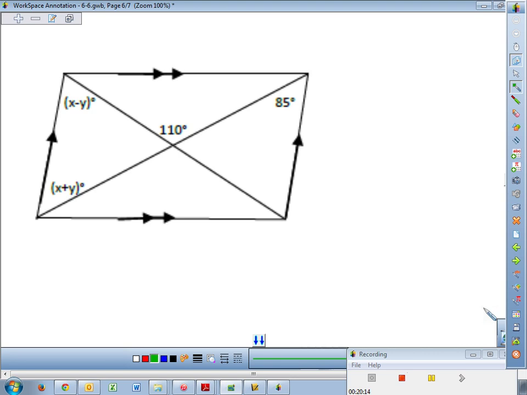Holy cow. Do we have a parallelogram on this bad boy? Yep. Let's see if we can set up some equations to solve for x and y.